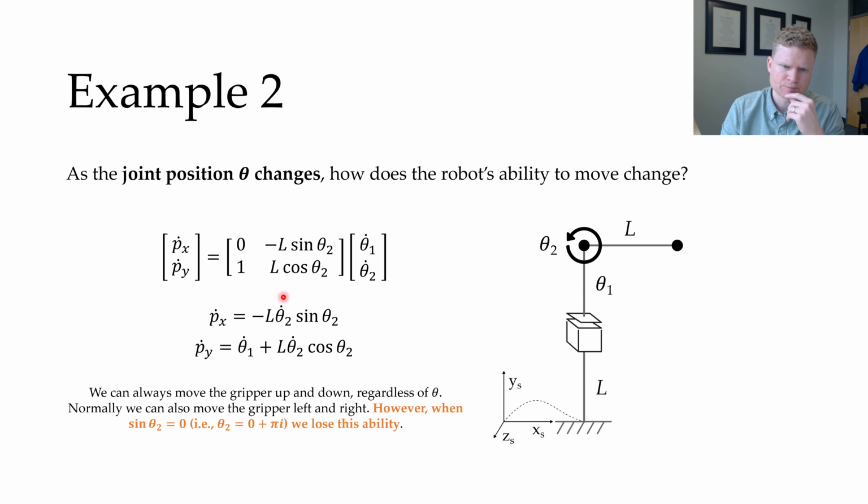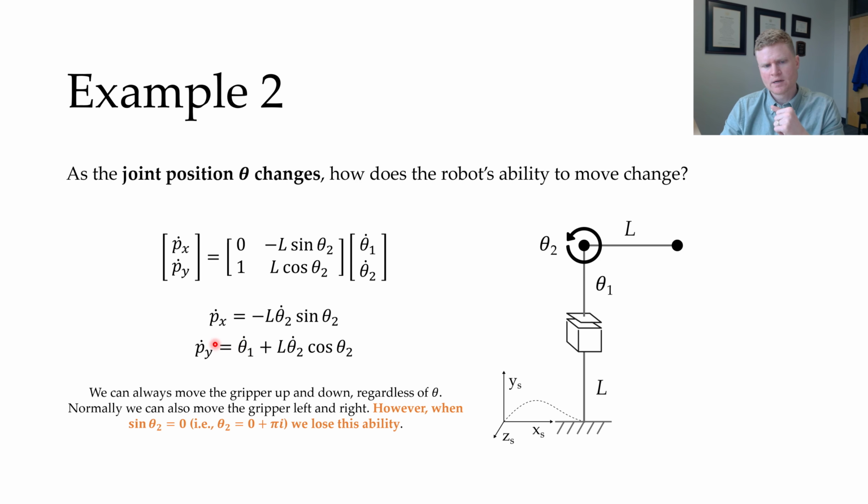So I'm looking at those rows. All right, here's the fourth and fifth row. I'm going to multiply them out, and I'm going to get these two expressions for px dot and py dot. Now for py dot, this is telling me about the linear velocity in the y-axis. I've got theta 1 dot, which means I can actuate this first prismatic joint to move this thing up and down, and I can always do that. So I will always be able to move this thing up or down just by using my first prismatic joint with this velocity theta 1 dot.